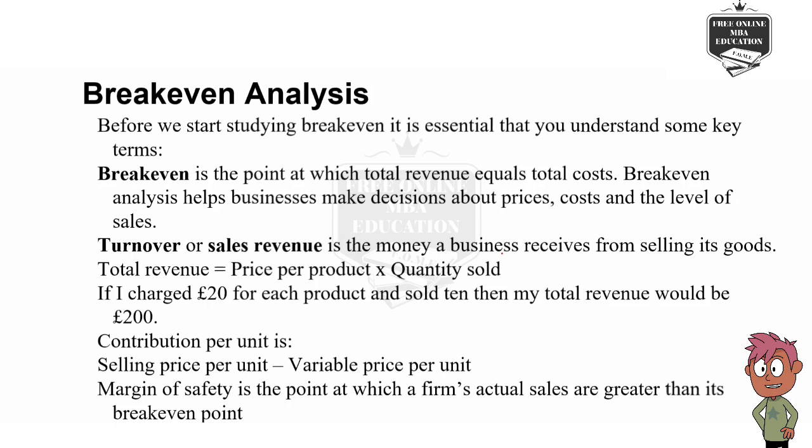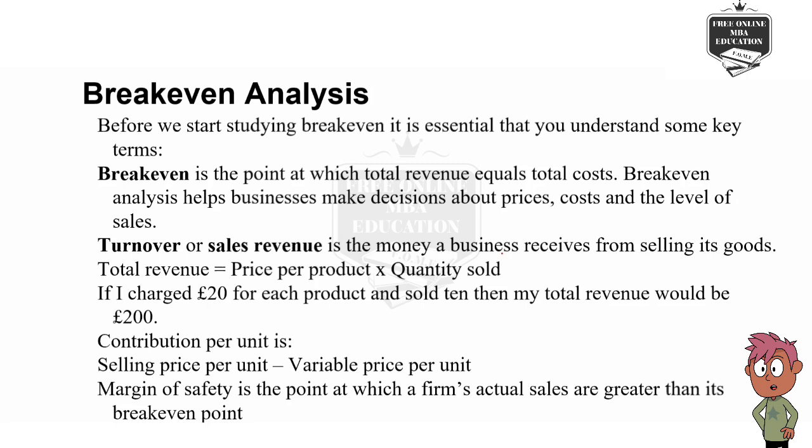So total revenue is the price per product multiplied by the quantity sold. Just imagine if I'm selling tomatoes, the price is 18 rupees per kg and I'm selling 5 kg. So my total revenue is 18 multiplied by 5. If I charged 20 euros for each product and sold 10, then my total revenue would be 20 multiplied by 10, which is 200 euros.